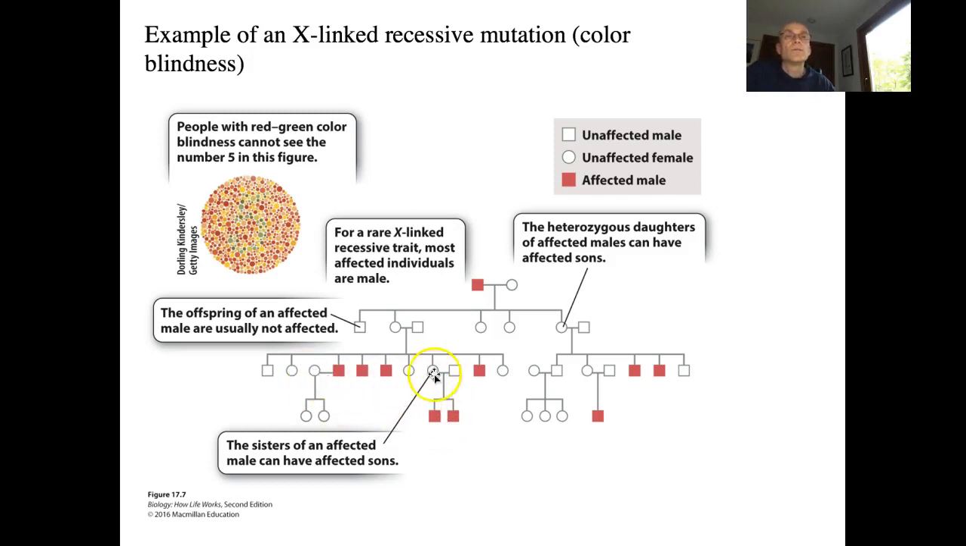Now, this is the only case in this family where we see that, because this is not a daughter of this grandfather. She marries into this family, right, and produces these daughters. Okay, so these would be indications for a pedigree that shows an X-linked recessive mutation.